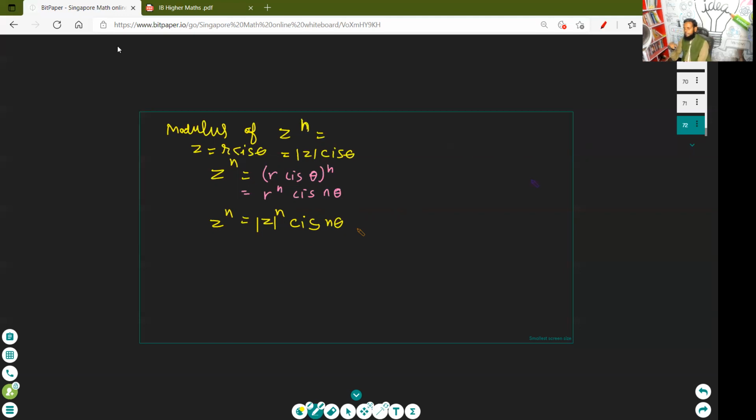Modulus of Z raised to the power n. This whole thing is the modulus of Z, okay? Z raised to the power n, right? You can write Rn or Zn, okay? Modulus of Z whole power n. Clear? Understand, remember these formulas and understand the concept, okay?